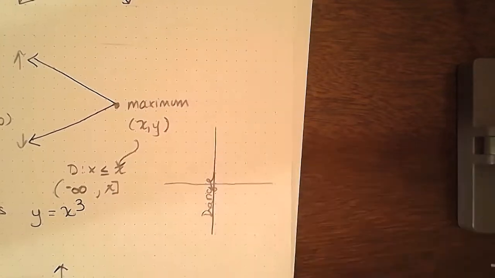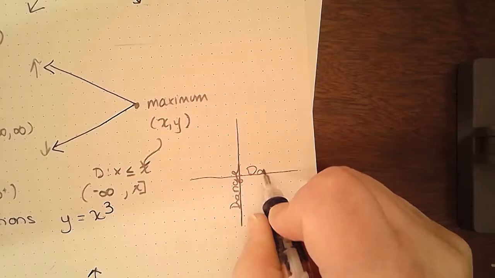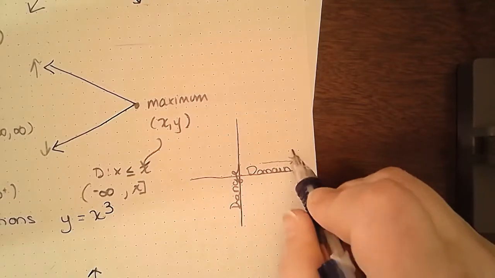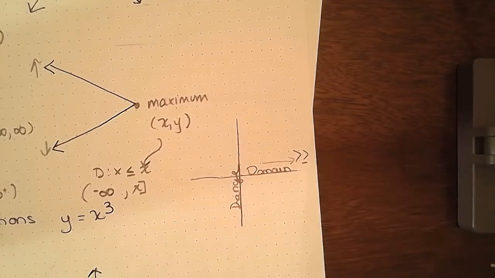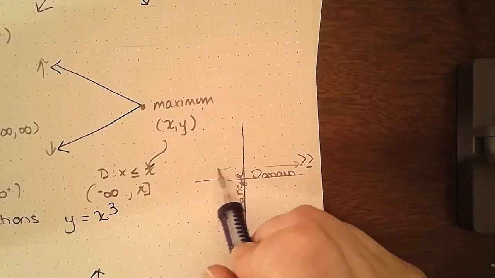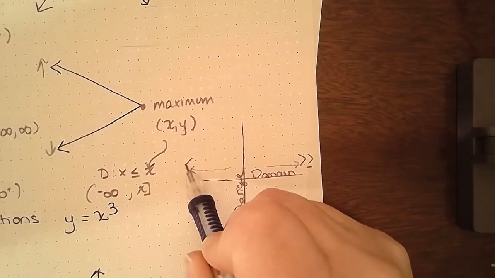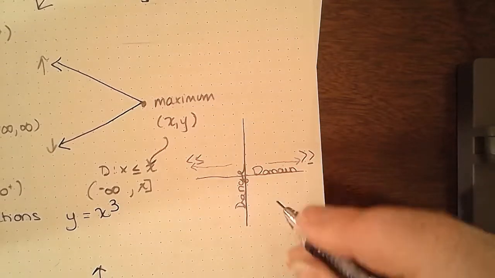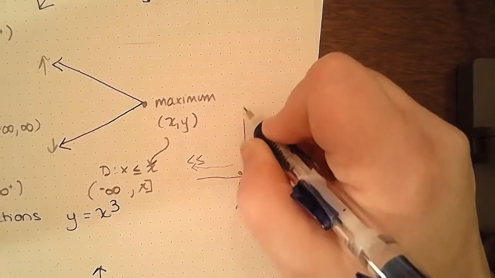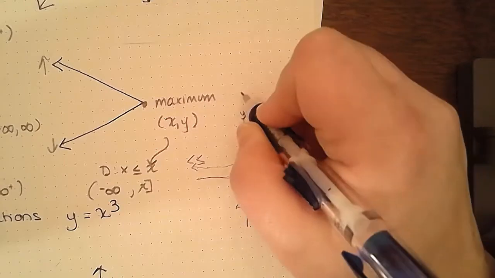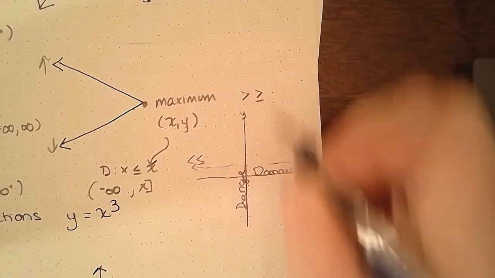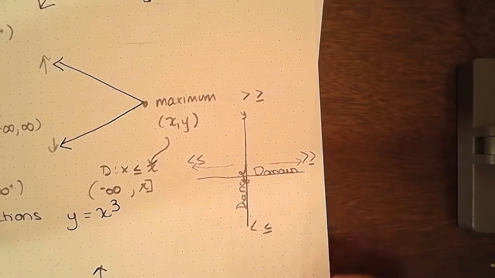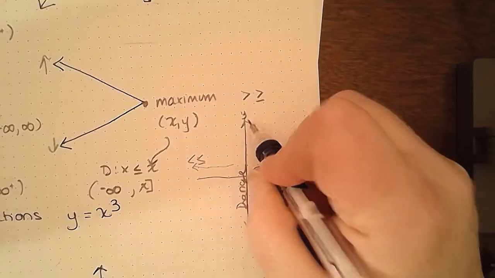Okay, and your domain is your x values. So it gets greater as it goes this direction, so it's either greater than or equal to. If it's heading in this direction, it goes in less than or equal to, depending on whether or not that point is included. And then your range is, again, your y value. So if it goes up, it's greater than or equal to, and down is less than or equal to, okay? And that always depends on whether or not that point is included.